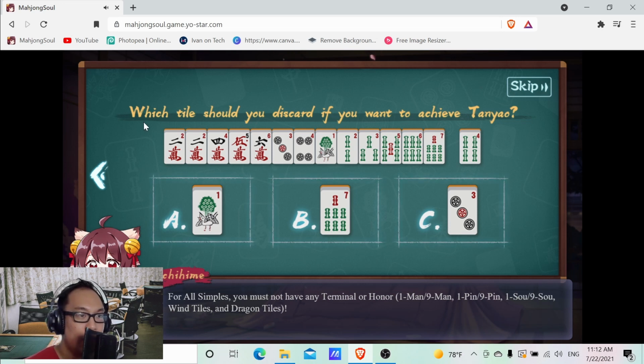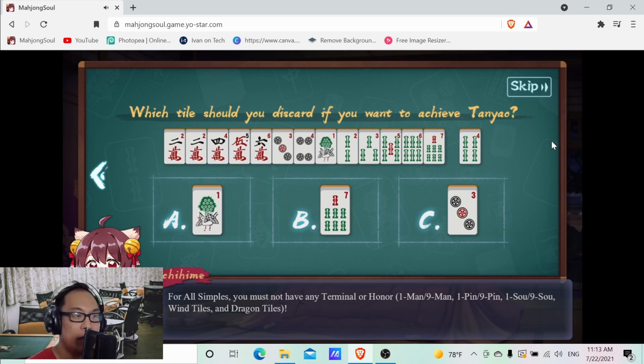Okay, so I want you guys to pause the video and take a guess on which one of these would be a good Tanyao hand. I will reread the question. Which tile should you discard if you want to achieve Tanyao? We already have all the tiles we need right here. Now, the thing you have to figure out is which one of these tiles you have to get rid of to get Tanyao, or all simples. So I'll let you pause the video and see if you can guess the answer.